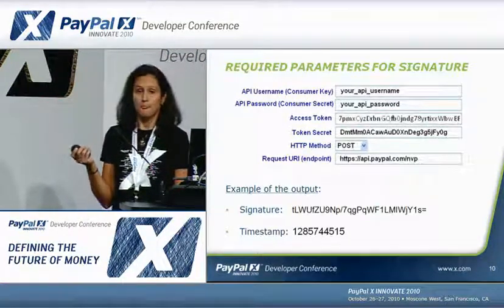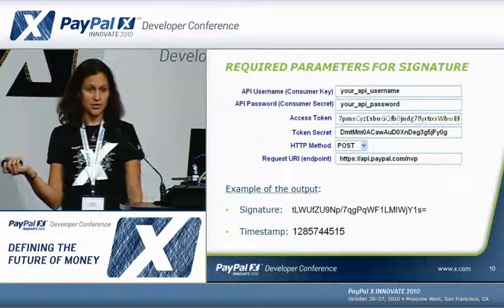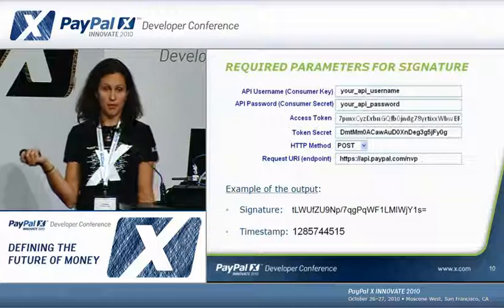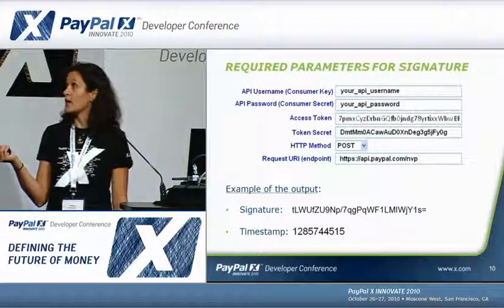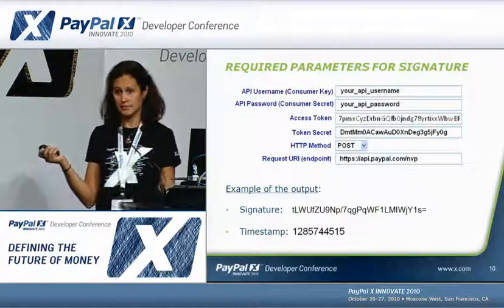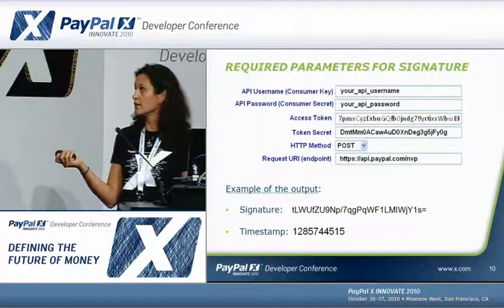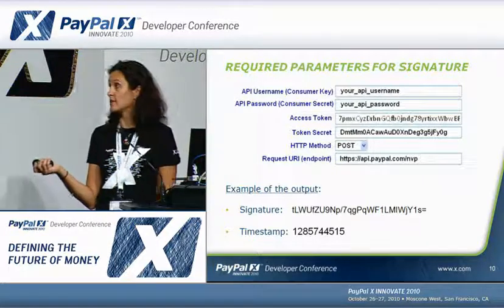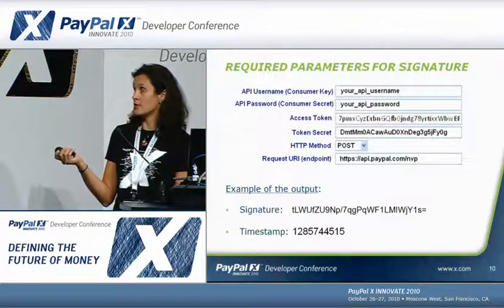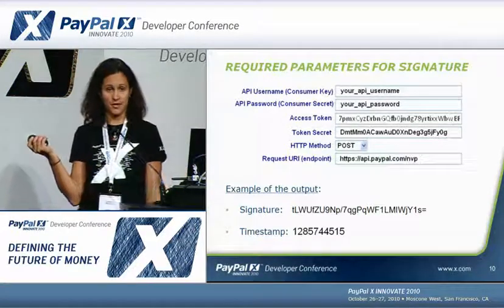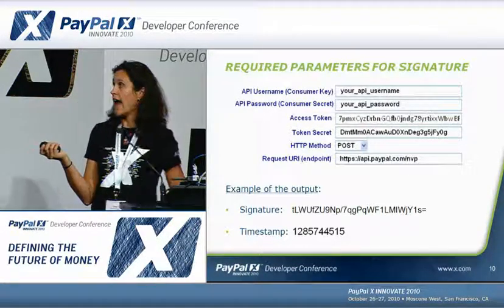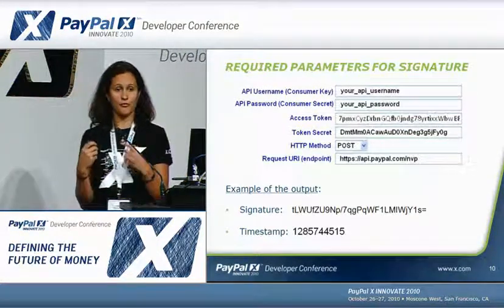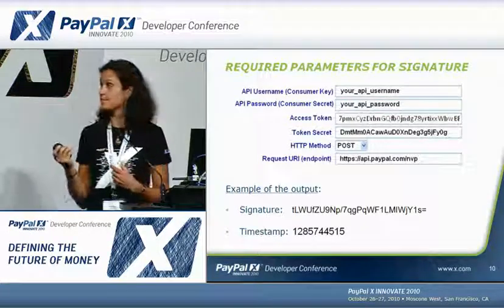Either way you go with the signature generation, these are the required input parameters for generating the signature. The API username is something that you currently have as an API caller, as well as the password. PayPal generates that for you once you apply for API credentials. The access token and token secret are what you got from integrating with the permission service. And the access token is something that we internally keep as the identifier of your relationship with a customer.